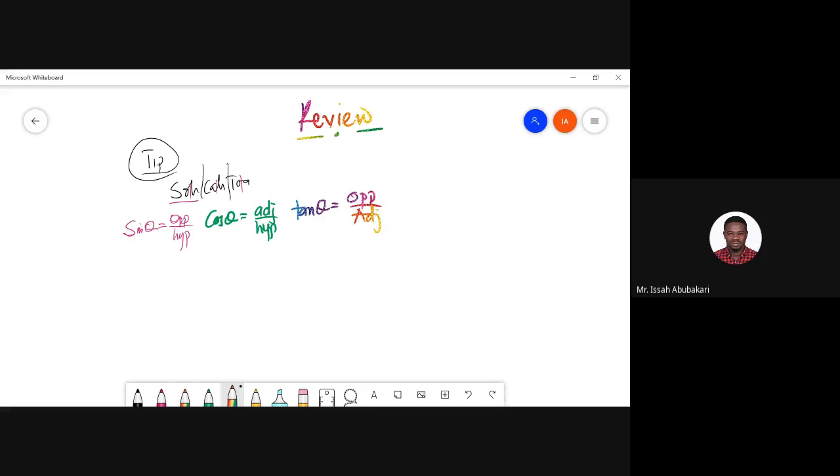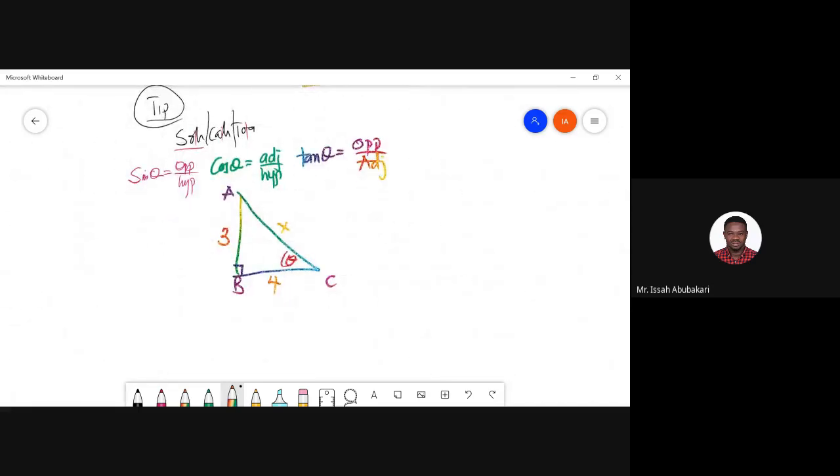Is that okay? Now that we know this shortcut to the ratios, let's try to solve a question. We also made mention that when you have a diagram like this, say A, B, and C, with theta, where AB is 3, BC is 4, and AC is x, and you're asked to find the length of AC, in other words x, the square of AB plus the square of BC should be equal to the square of AC. Now let's put this in practice.